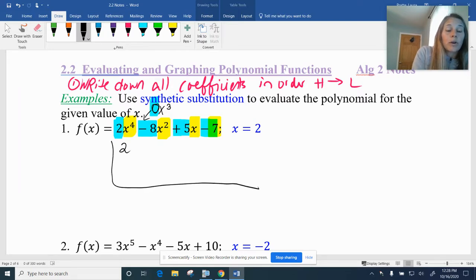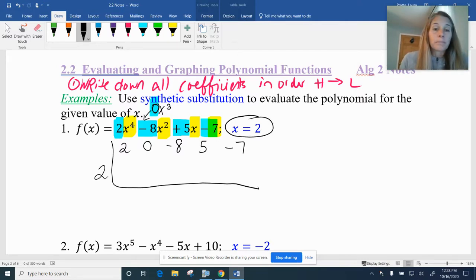The x to the 4th coefficient is 2. The x cubed coefficient is 0. The x squared coefficient is -8. The x coefficient is just 5, and then our constant is -7. And then the number that we're going to be substituting is over here in the front.